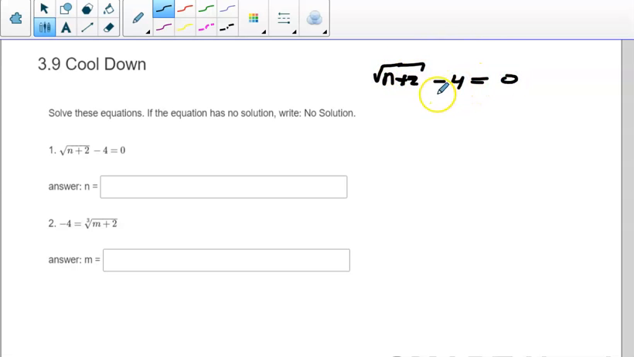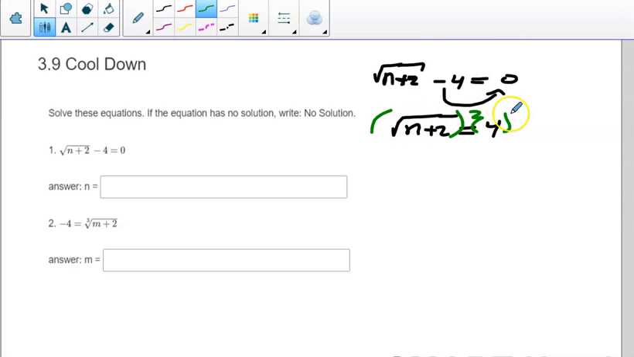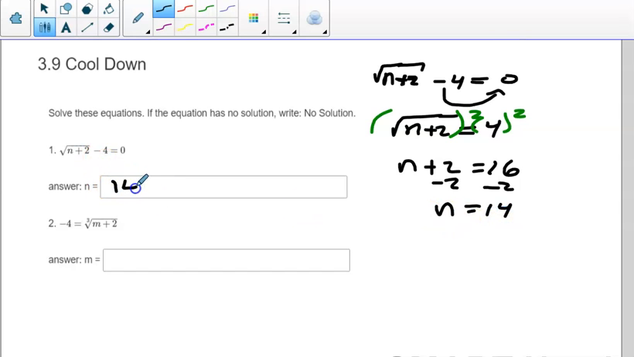Since it's not inside the radical, we would need to move this over so that I could isolate the radical. So I have square root of n plus 2 equals +4. Here I'm going to square both sides so that I can cancel out the square root. And we have n plus 2 equals 4 squared. That's 4 times 4. Subtract 2 from both sides and I get 14. So n is equal to 14.